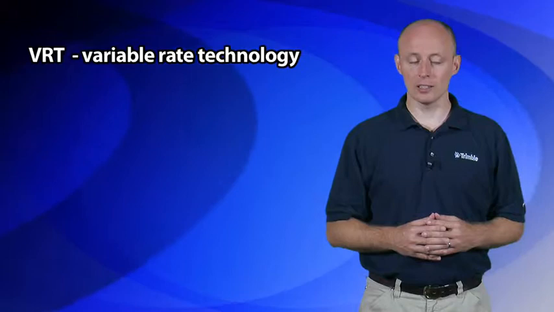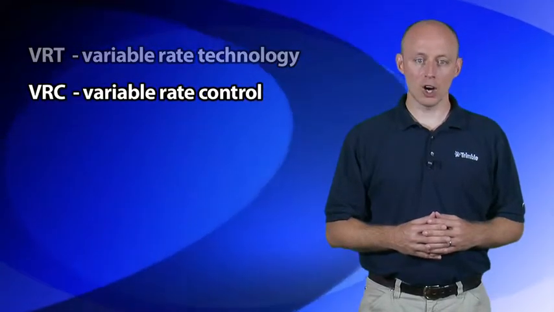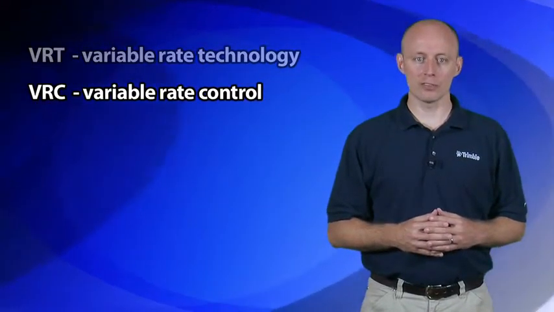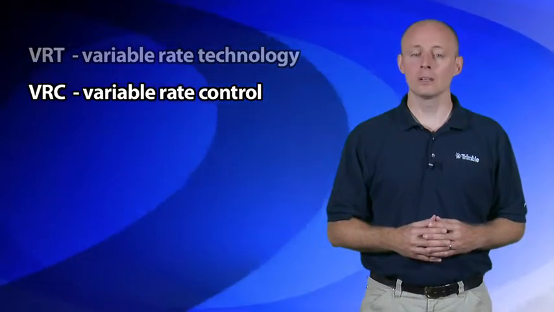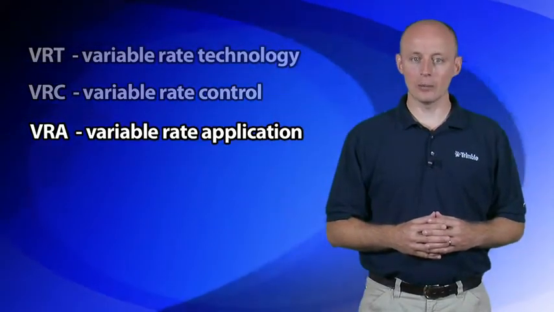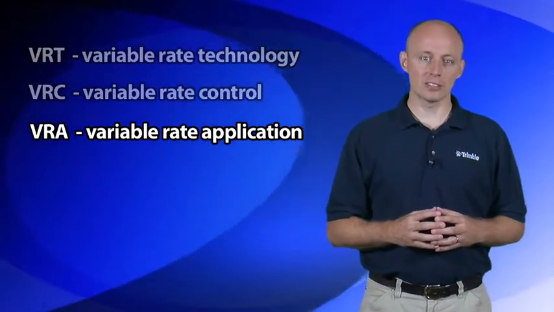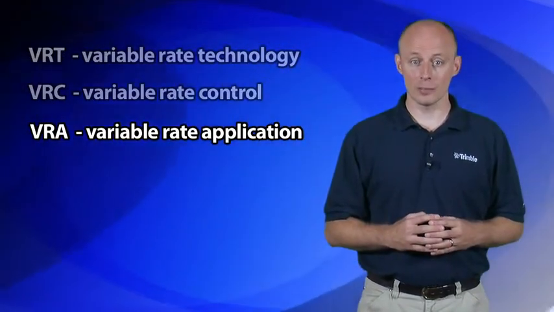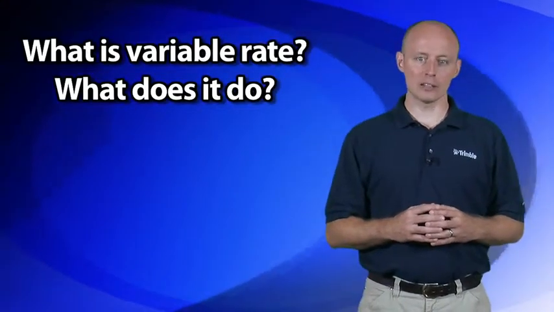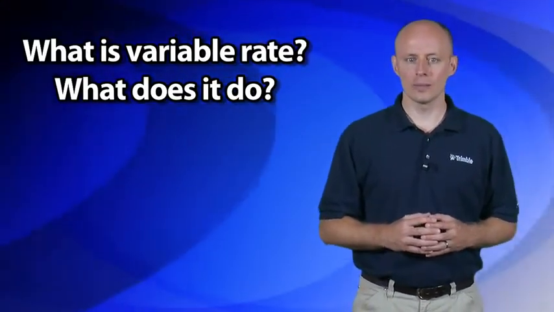VRT, which stands for Variable Rate Technology. VRC, which stands for Variable Rate Control. And VRA, which stands for Variable Rate Application. VRA is the term that Trimble uses to describe variable rate. So what exactly is variable rate and what does it do?